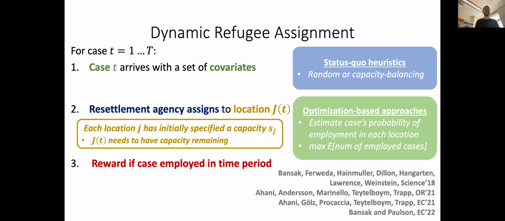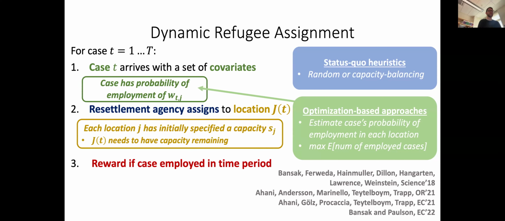Now, recently, there's been some work that tries to introduce optimization to this problem of interest. And those optimization-based approaches work in two stages, where first, they try to estimate the probability of employment for each case in each location. So now, rather than having just a case T with covariates, given those estimates, we have a probability of employment w_tj for each case T in each location J. And the goal is to maximize the expected number of employed cases.